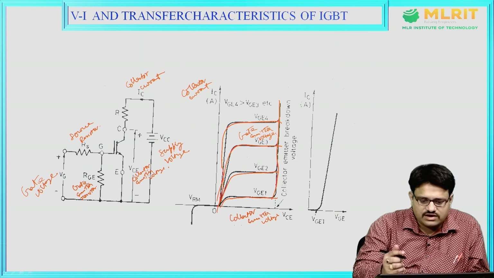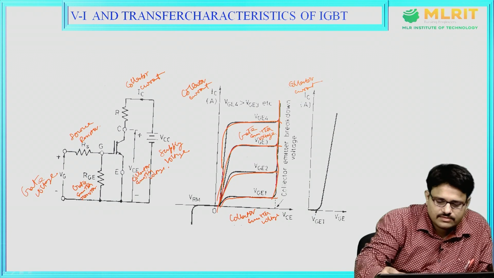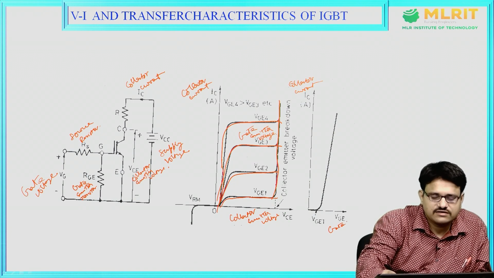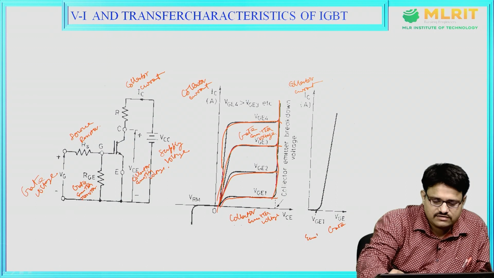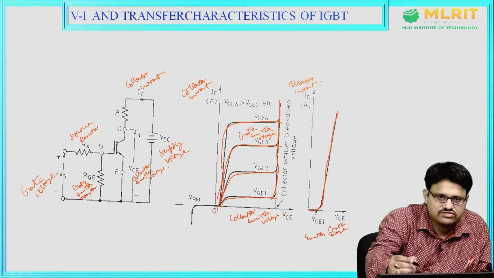So the graph drawn between the collector current and the gate emitter voltage, as we see, is increasing like this.